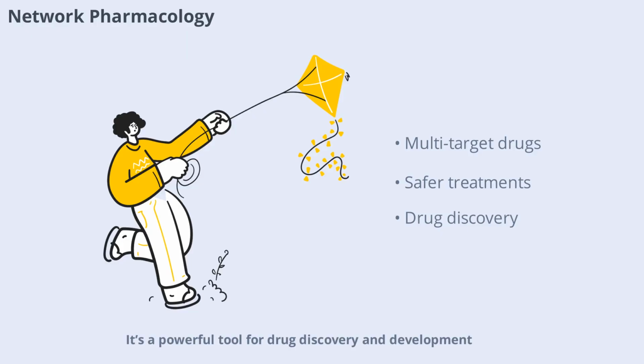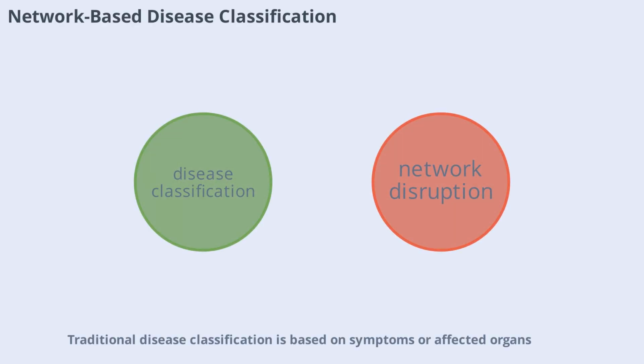It's a powerful tool for drug discovery and development. Traditional disease classification is based on symptoms or affected organs. Network-based classification groups diseases by shared network disruptions, revealing unexpected connections between seemingly unrelated conditions. This approach is reshaping how we diagnose and treat disease.